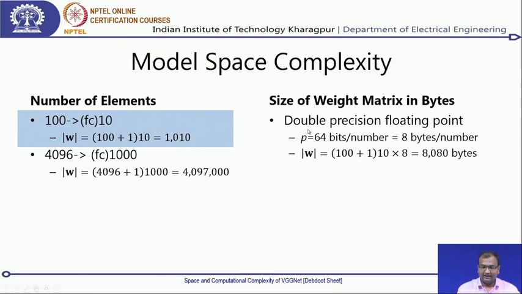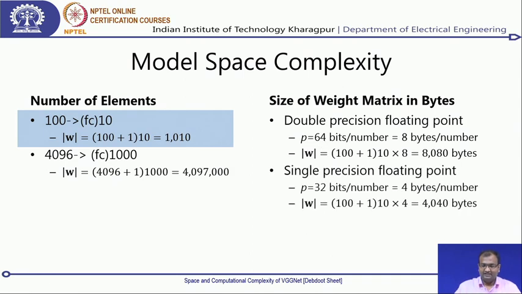Now, what I have effectively is this P on the precision, which is 64 bits per number or 8 bytes per number, and this model had 1010 such numbers present in order to represent my weight matrix. It is 8 bytes per number, so in total it comes to 8080 bytes. So, this is what happens with a double precision floating point number system.